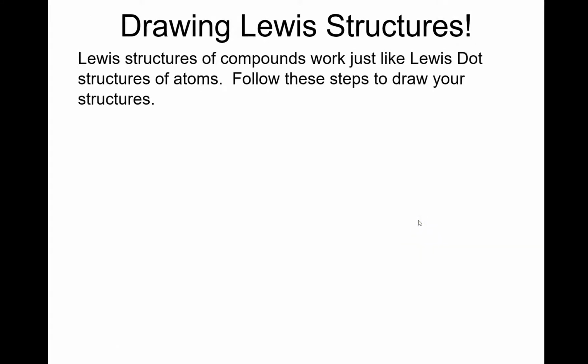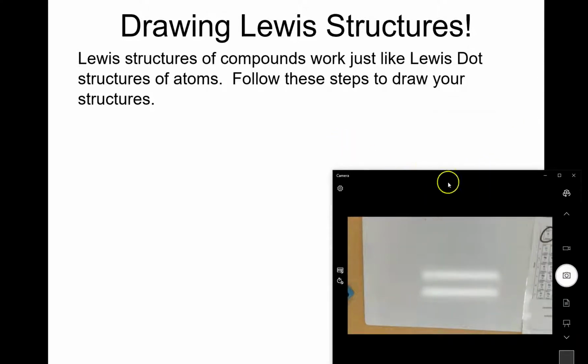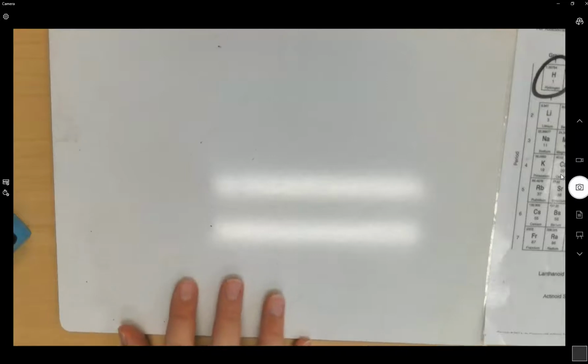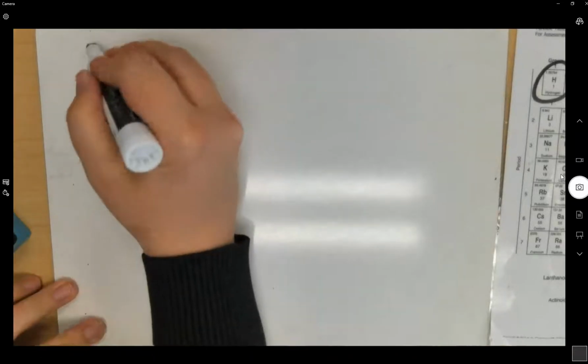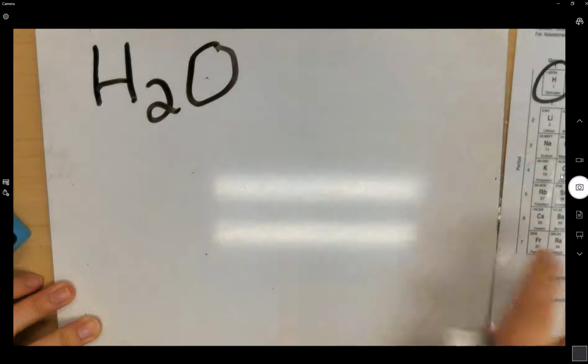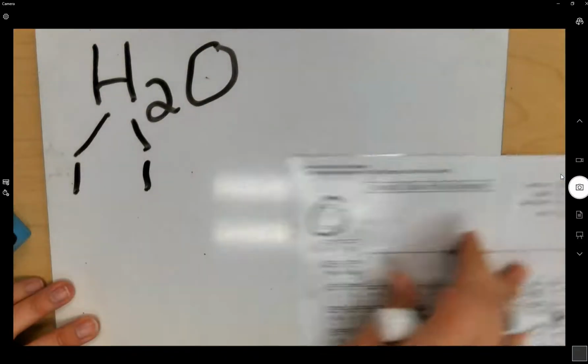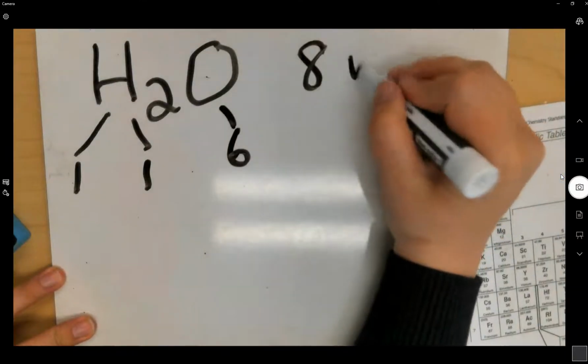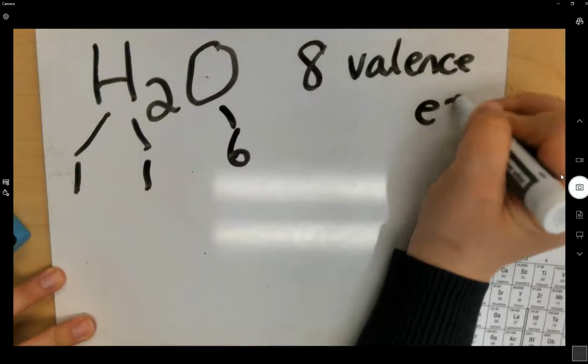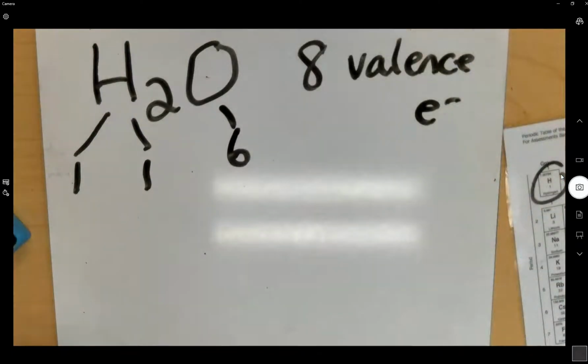Now, when we talk about drawing these structures, there's a lot of steps that we go through, but rather than talking through these steps, I'm going to work through these steps with an example. So I'm going to use water as an example and go through these steps bit by bit. All right, so when we draw water, our first step, or for any molecule, is to count the total number of valence electrons. So using our periodic table, we know that hydrogen has 1 valence electron, and there's 2 of them, and oxygen has 6. So that means that I have 8 total valence electrons. Now that means in my final structure, I have to use 8, no more, no less.